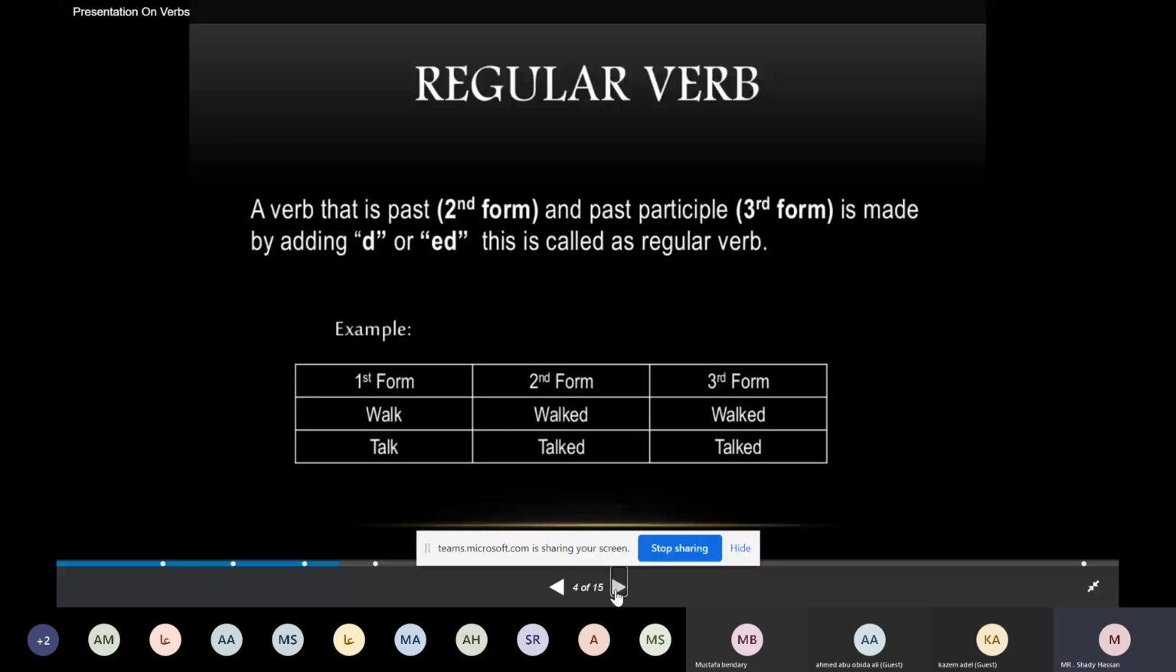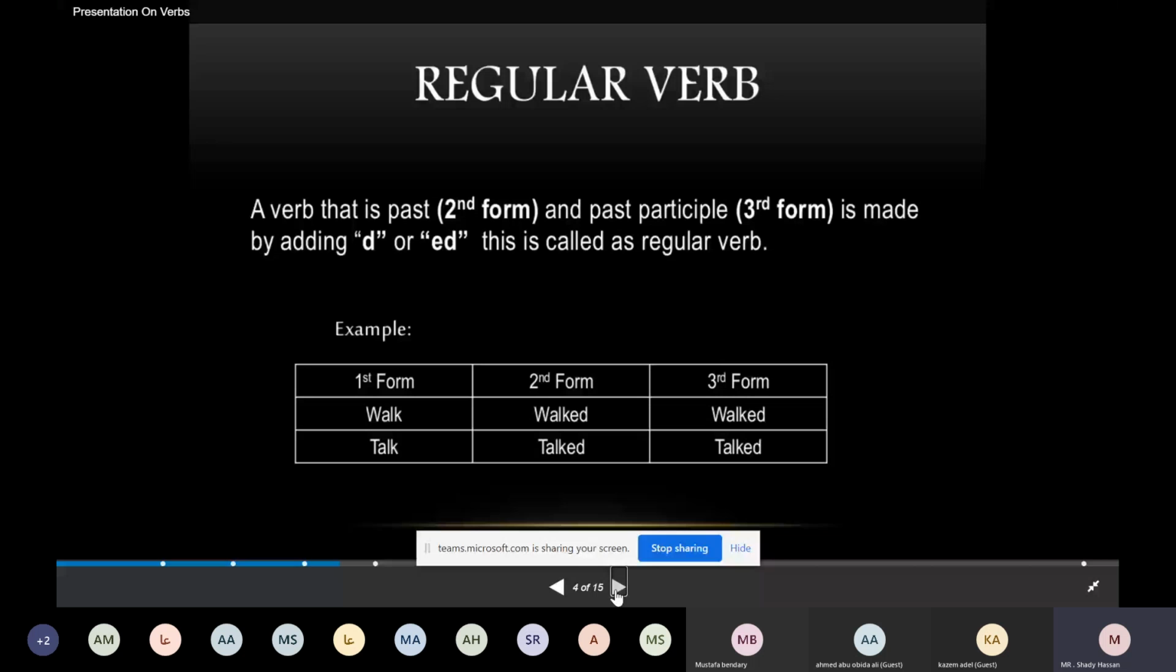Regular verb: a verb whose past second form and past participle, which is the third form, are made by adding d or ed. This is called regular verbs. For example, walk, walked, walked; talk, talked, talked. I'm getting the second form or the third form by adding ed. That's all. That's why it has a rule. So it's regular.